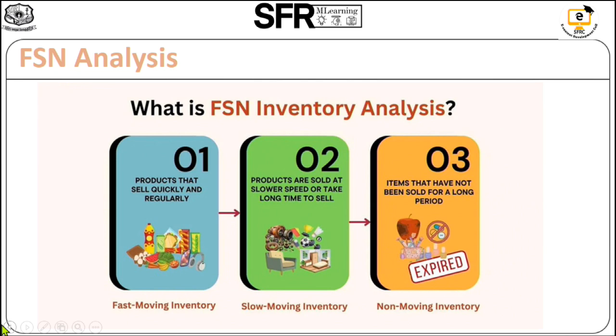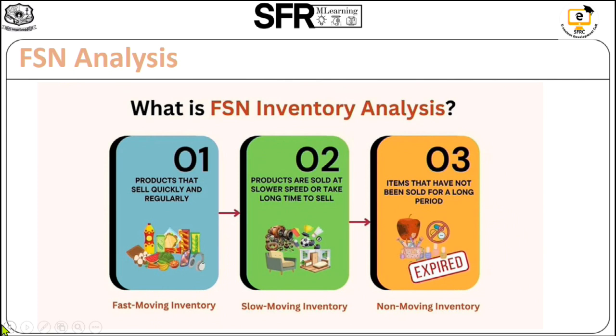Next we are going to discuss the FSN analysis. FSN analysis is used by organizations to look at fast moving items, slow moving items and non moving items.